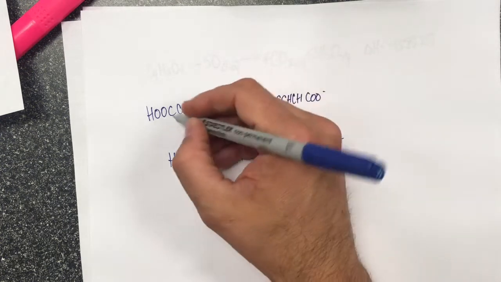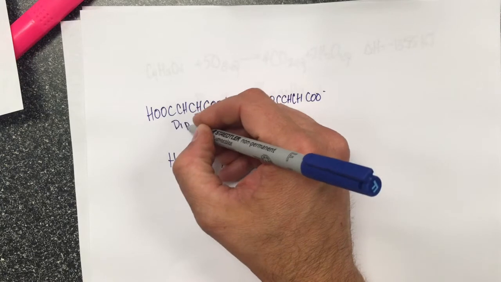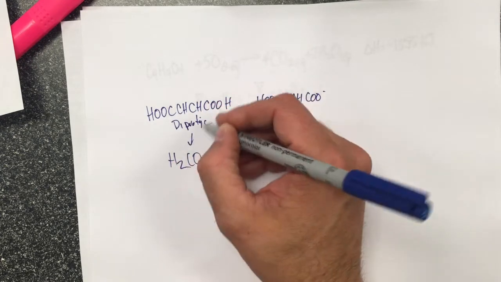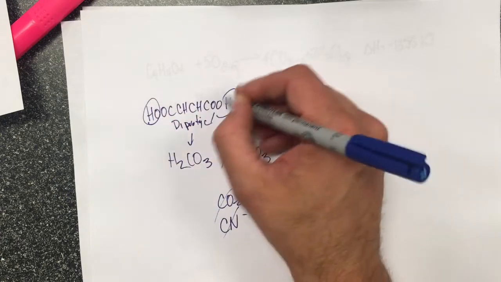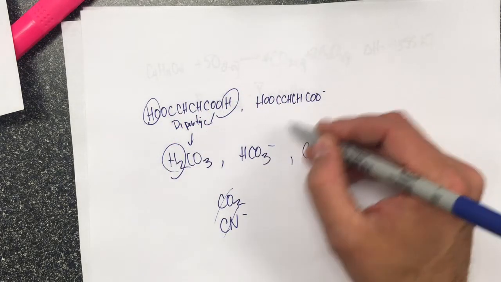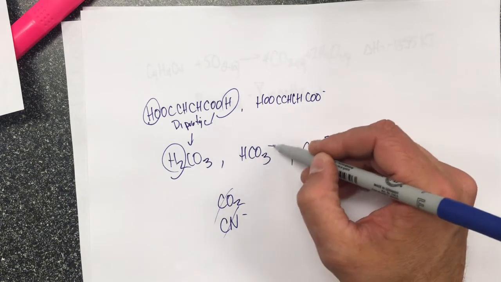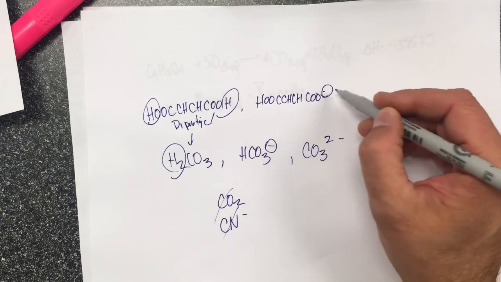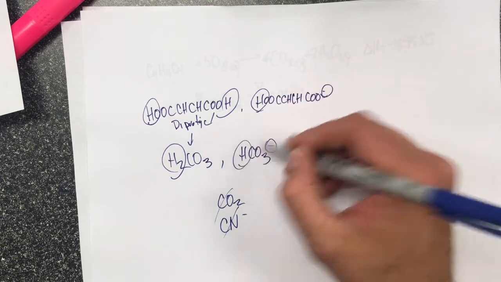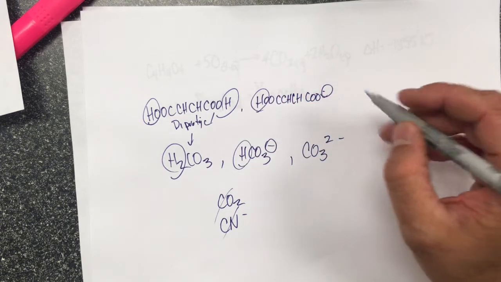This is a diprotic acid. So this is diprotic. So is this, because they have two hydrogens available to donate. These are both amphiprotic. So this has a negative charge and so does this, so they can both accept a hydrogen, but they have this acidic hydrogen to donate.